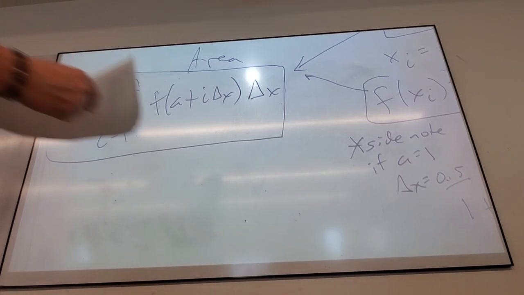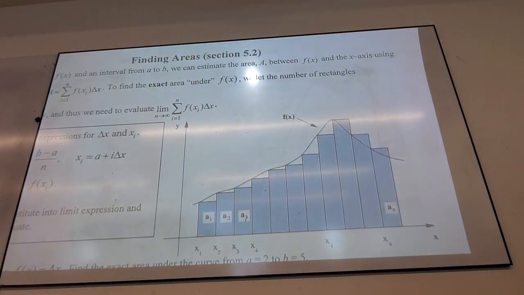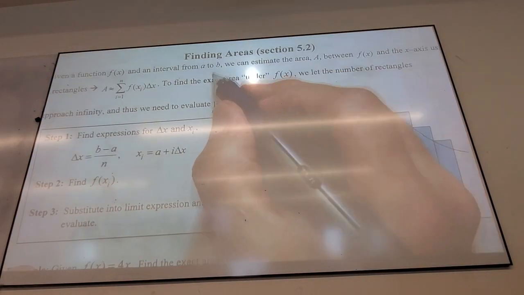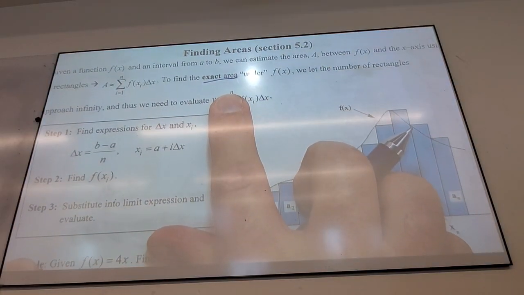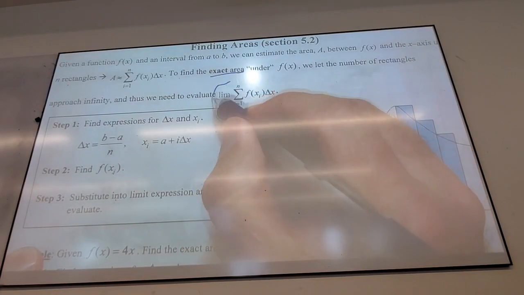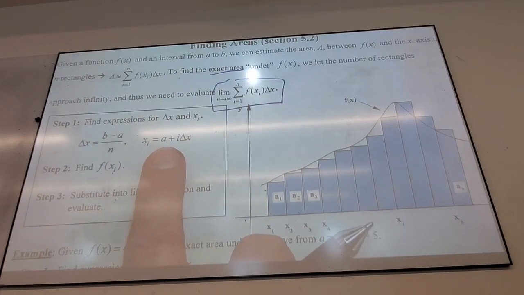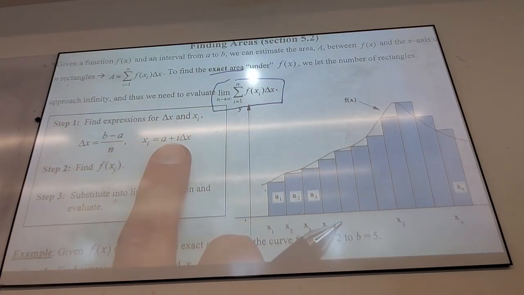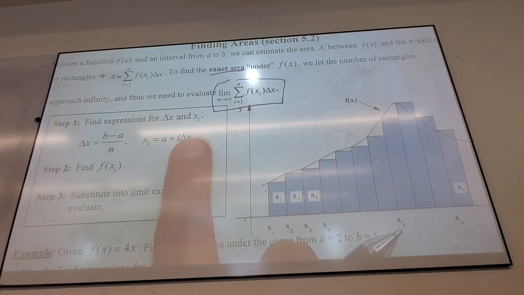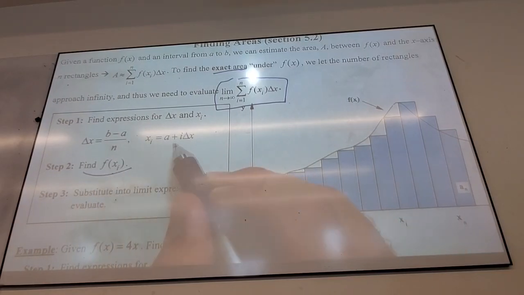Alright, let's take a look here. So I'm trying to find the exact area. So we're going to let the number of rectangles go to infinity. This is the formula we just developed. Here's that step I talked about. To get the ith step, I take a plus i delta x to get there. Then I plug that in.